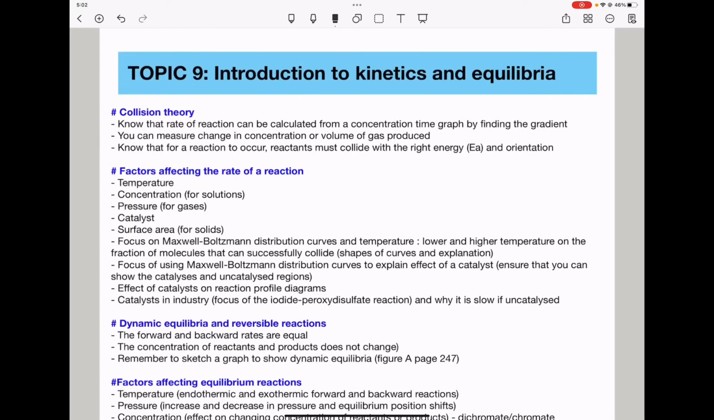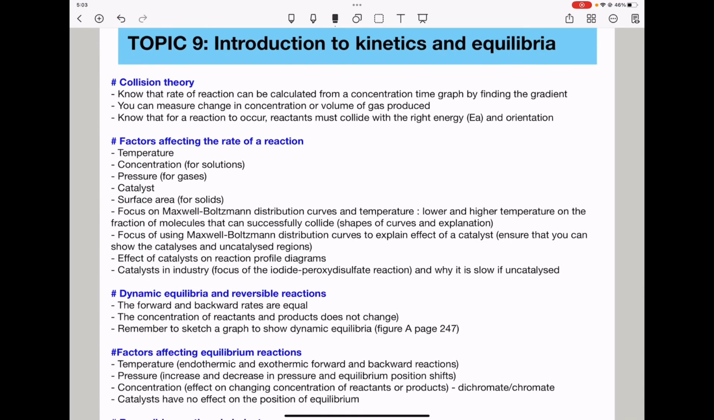Moving on to topic 9. Topic 9, Introduction to Kinetics and Equilibria. You need to learn about the collision theory, where we know the rate of a reaction can be calculated from the concentration-time graph by finding the gradient. You need to measure the change in concentration or change in volume of a gas within a specific time in order to calculate the rate. You need to know that for a reaction to occur, reactants must collide with the right energy, which we call activation energy, as well as the right orientation for a successful collision to occur.